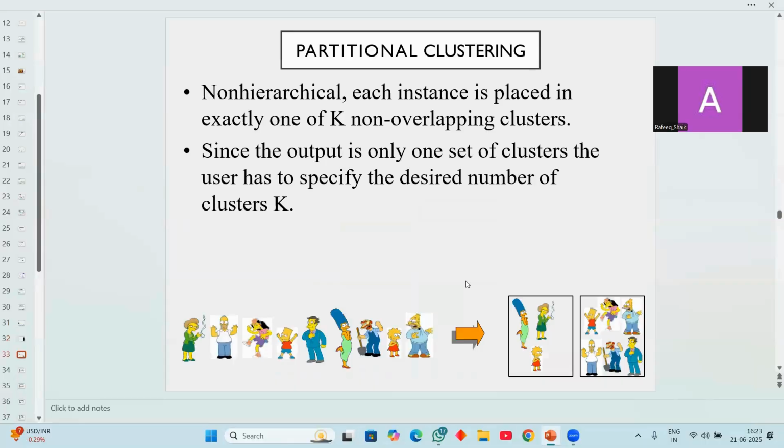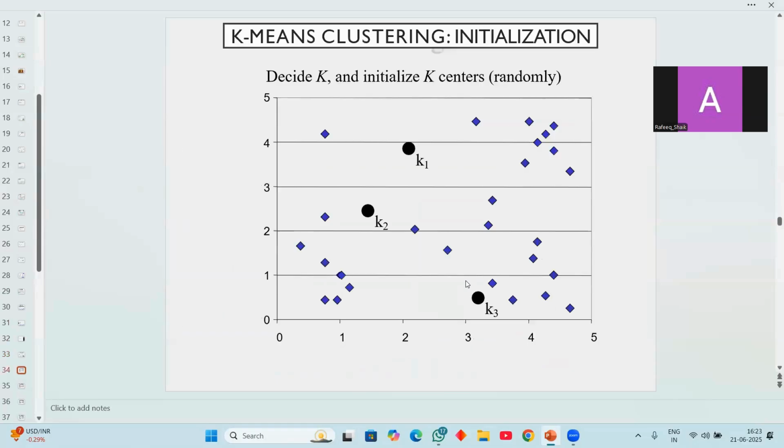So here partitional is a clustering where each instance is placed in exactly one of K non-overlapping clusters. Since the output is only one set of clusters, the user has to decide the clustering of K, like a group of data divided into multiple K non-overlapping clusters. So this is nothing but K-means clustering. We can see how we find the best K.